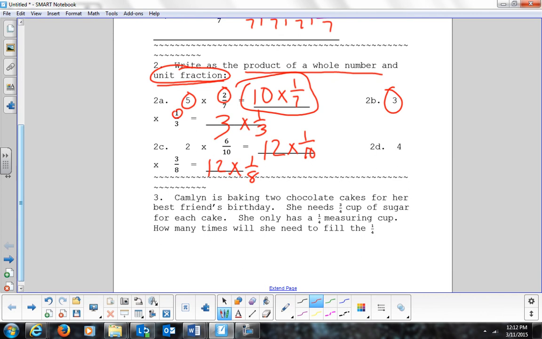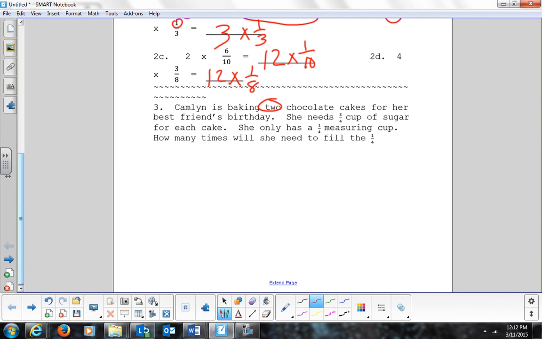Because mine's cut off. Yeah. So it went down. All right. So number 3 says Camlin is baking 2 chocolate cakes for her best friend's birthday. She needs 3/4 cups of sugar for each cake. She only has a 1/4 measuring cup. How many times will she need to fill the 1/4 measuring cup?